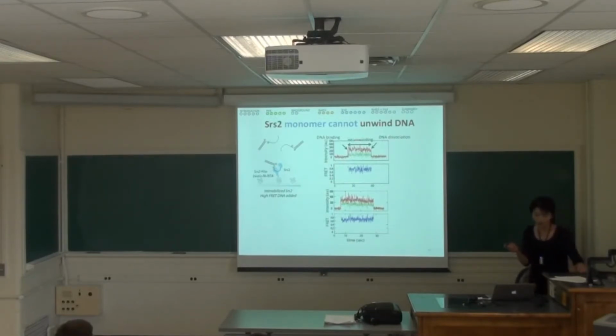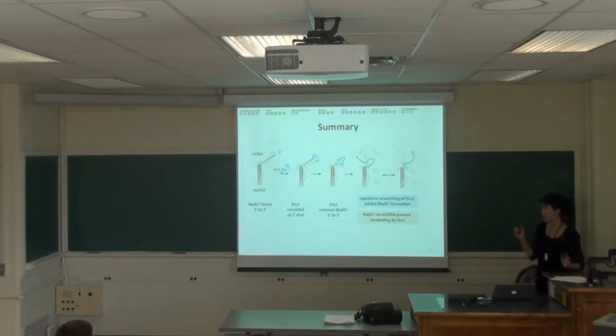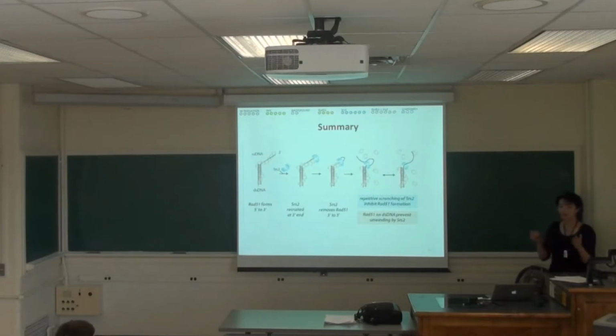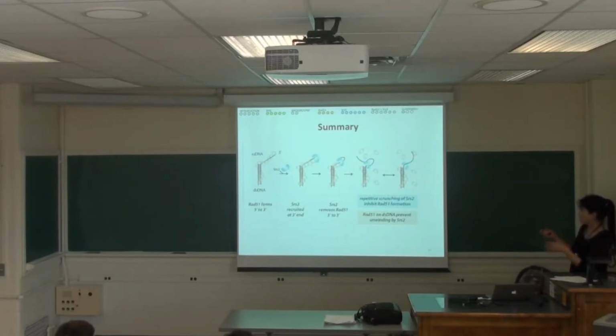Okay, so in summary, what we have learned in this study is that Rad51 forms from 5' to 3' direction, one monomer at a time. And then Srs2 is recruited, it removes Rad51, and it goes into this repetitive scrunching mode. So here, what we learn is that it is an efficient anti-recombinase because not only does it remove the filament, but it stays at this position, and it repetitively scrunches the DNA, and thereby inhibits the further formation of Rad51, right?